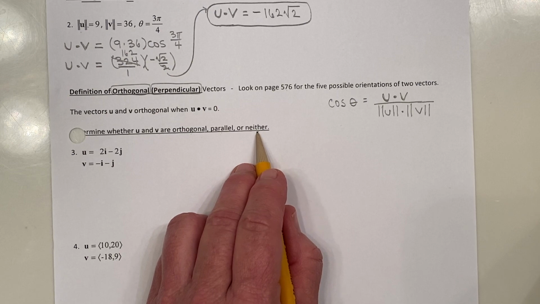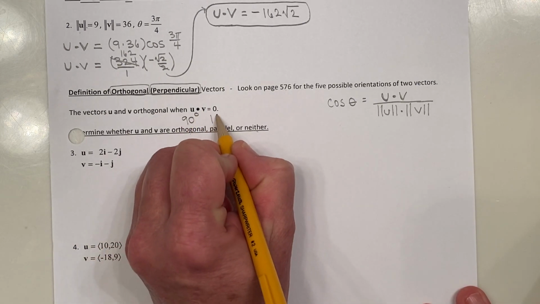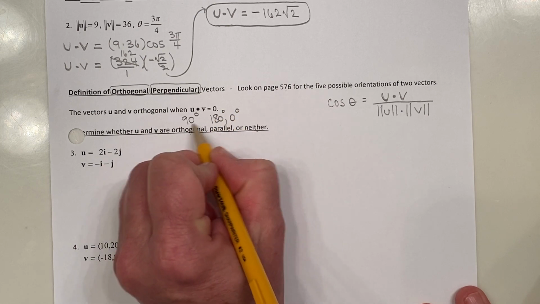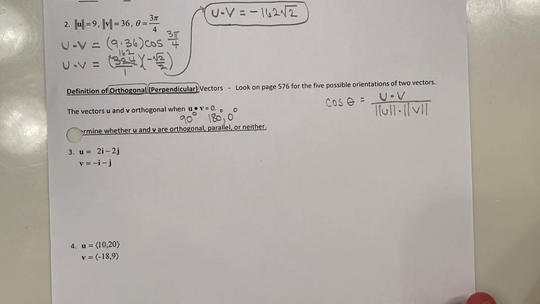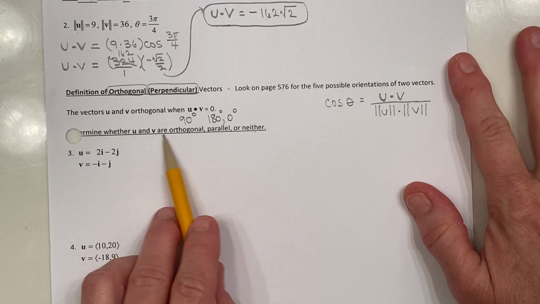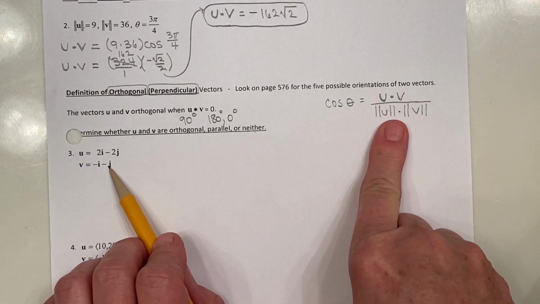if it's neither one of those, 90 degrees, this is 90 degrees. Parallel means 180 degrees or 0 degrees. If we don't get one of those three answers, then the angle between the two vectors is either obtuse or acute. All right, so determining whether these vectors are orthogonal, parallel, or neither means that we need to use this formula right here.